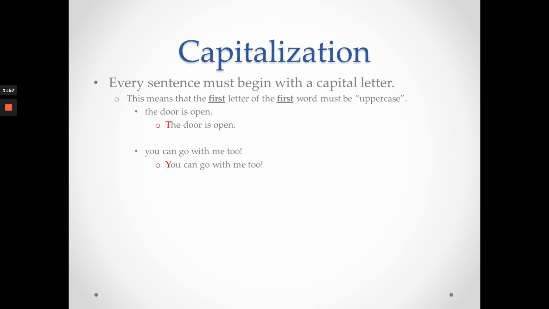Let's look at one more example. Can you get this for me? Now, what word is the first word in the sentence? Okay, I'm going to go all the way over to the left. Boom. Okay, can. Can is our first word in the sentence. And the first letter in the word can is, yell it out, C. Yes, so the letter C must be capital. Now, all of these red letter sentences are grammatically correct.